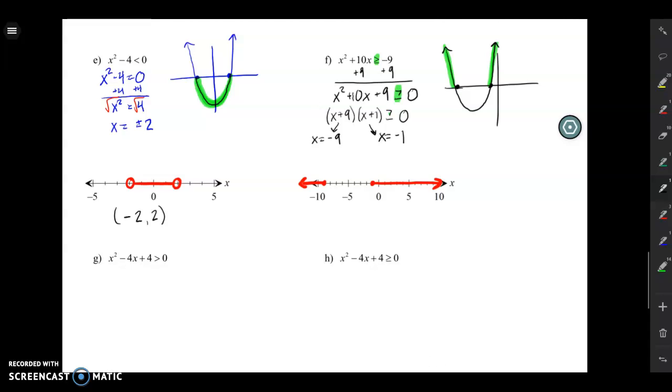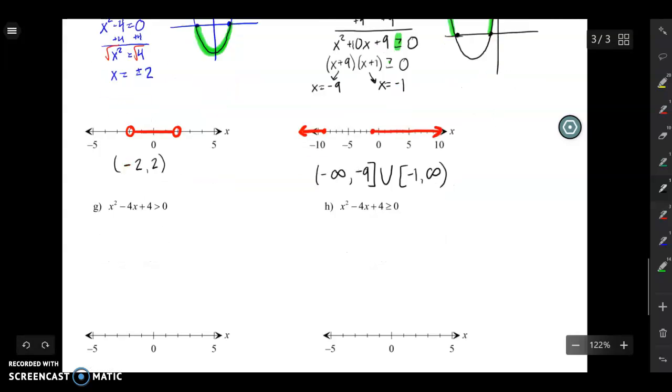And then in this case, since I have two chunks of solutions, two chunks on my number line, I'm going to write two different interval notations: negative infinity to negative 9, and then negative 1 to infinity. And don't forget to put that nice union sign, which looks like a U, between those two pieces.